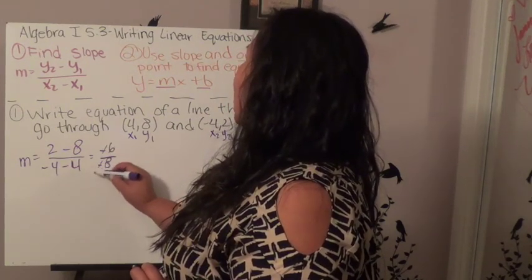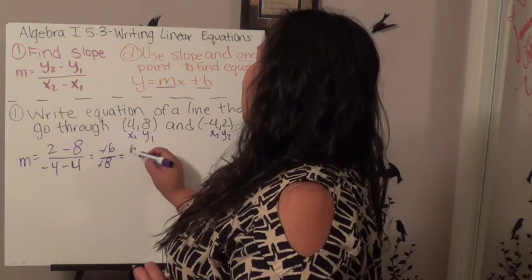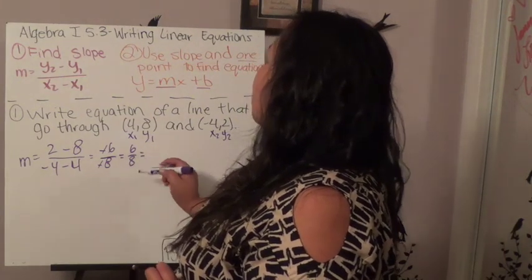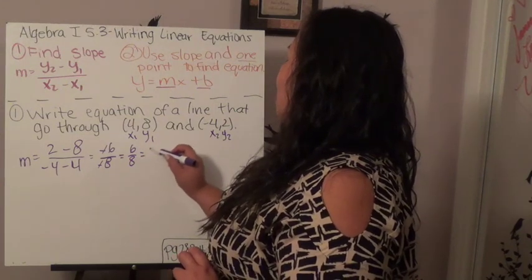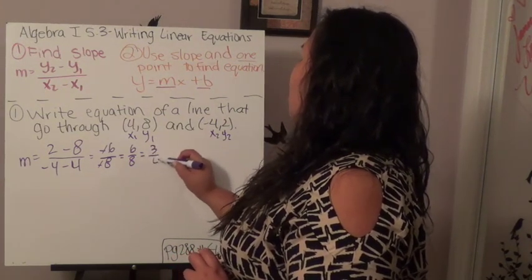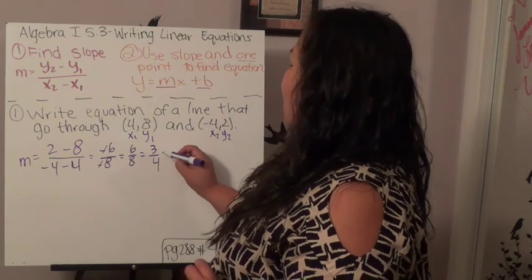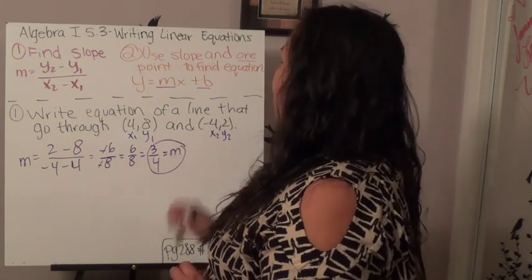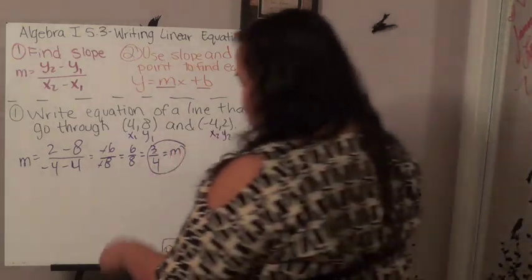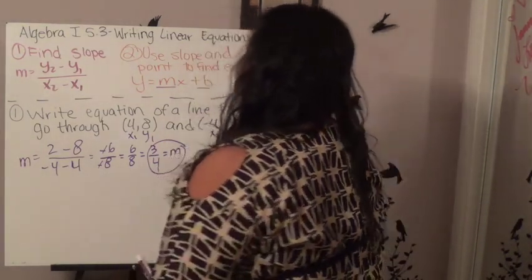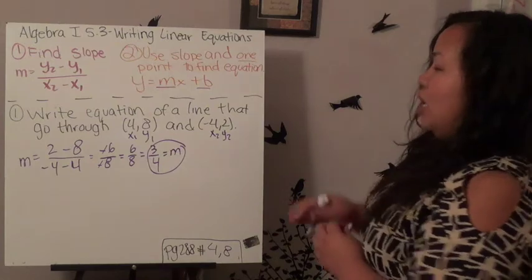These negatives cancel out, and I end up with 6 over 8, which can be reduced: divide both top and bottom by 2. This would give me 3 over 4. So this is my m. That's the first piece of the puzzle. Now, this is just review. The tricky part now is to find my b.